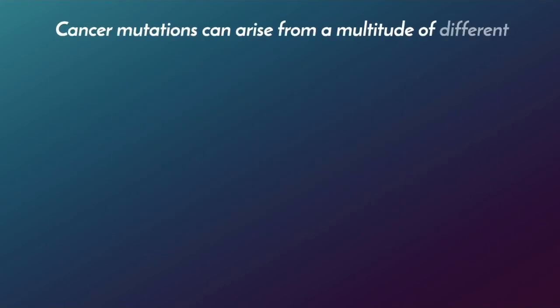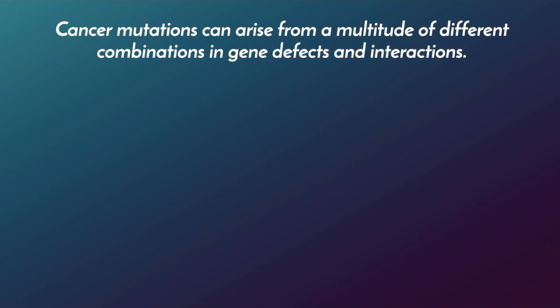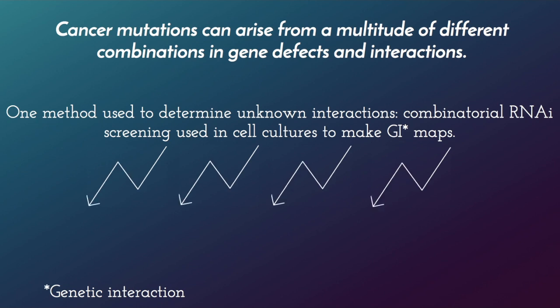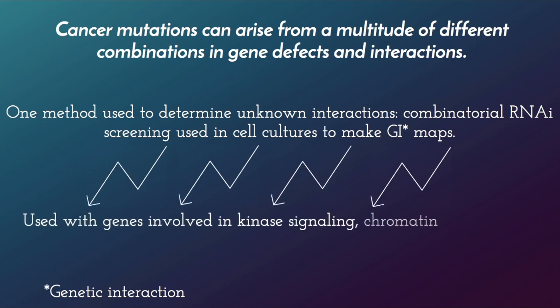Cancer mutations can arise from a multitude of different combinations in gene defects and interactions. One method used to determine unknown interactions is combinatorial RNAi screening, used in cell cultures to make GI maps, used with genes involved in kinase signaling, chromatin regulation, and ricin susceptibility.